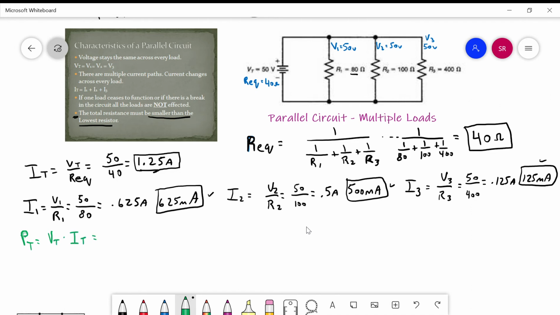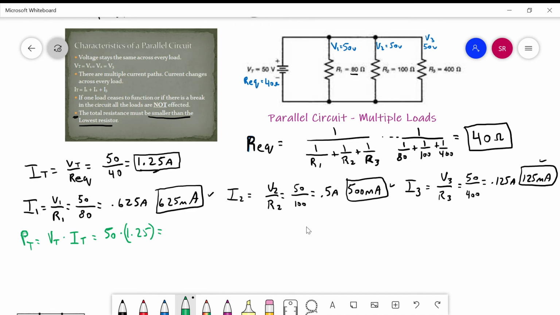And for your benefit, I'll use other formulas to find P1, P2, P3, just to show you that it all works out. No matter which formula you use, you should get the same answer. So my PT is VT times IT. My VT is 50, and my IT is 1.25 amps. So what do you guys get for PT?